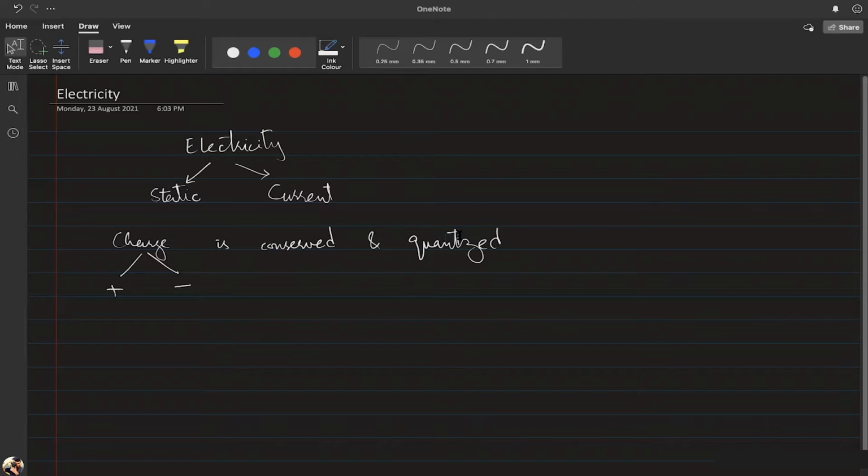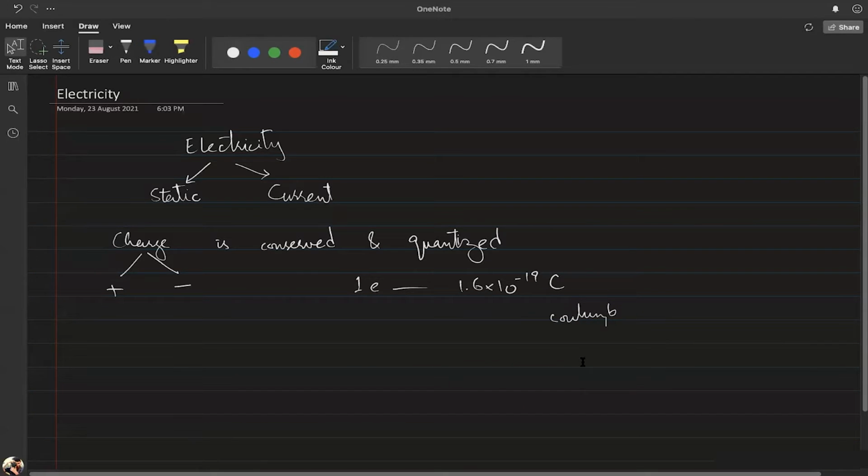Sure, mathematically it makes sense. If there is a charge on an electron, the charge is 1.6 into 10 power minus 19 coulomb. You don't need to remember the value, but you do need to know that the unit is C, which is coulomb. It's a French word, actually a French name, coulomb. The B is silent, okay? So 1.6 into 10 power minus 19 coulomb, which we call 1e, is the smallest charge that you can get. It is quantized. You will not find anything smaller than this. In fact, anything bigger you get will also be a multiple of it.